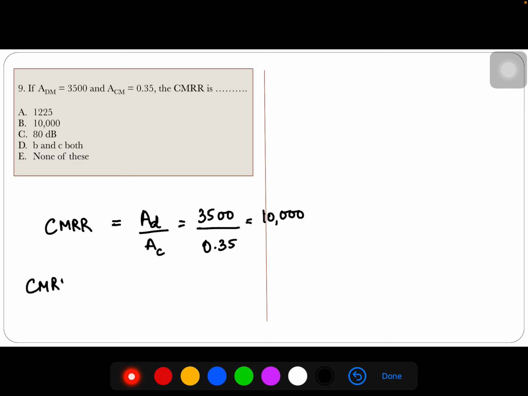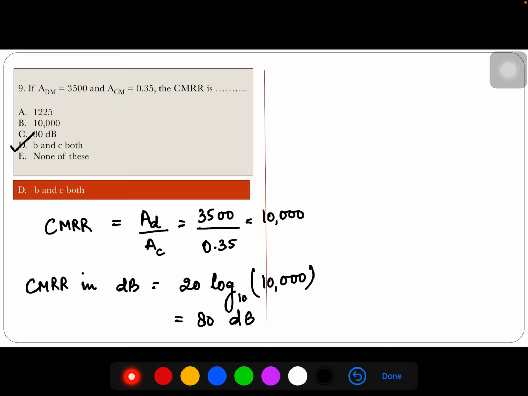If you calculate this parameter in decibels also, the formula is 20 log base 10 of AD upon AC, which is 10,000. So when you calculate it from your calculator, you will get 80 decibels. So the 80 decibels is also correct, 10,000 is also correct. So the final option is D, that is both B and C.